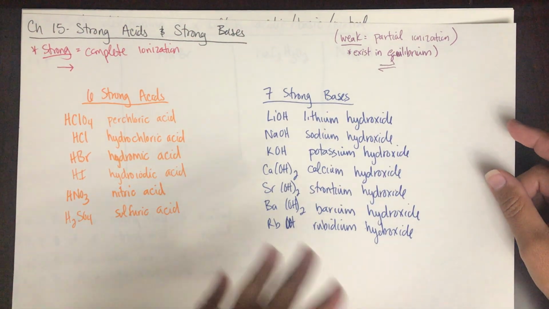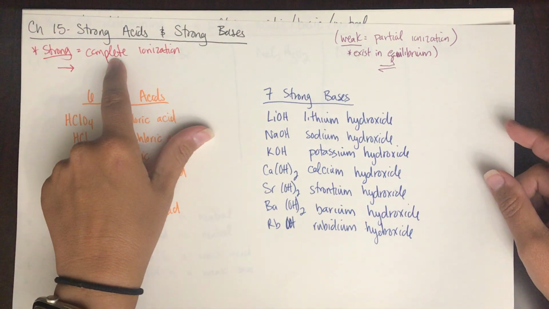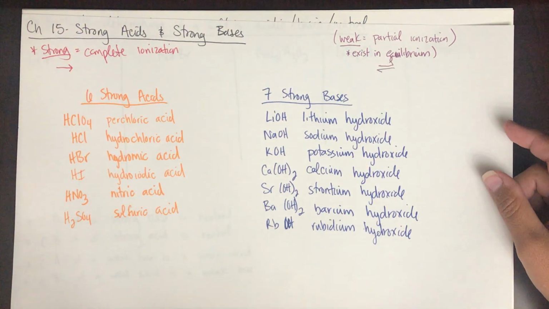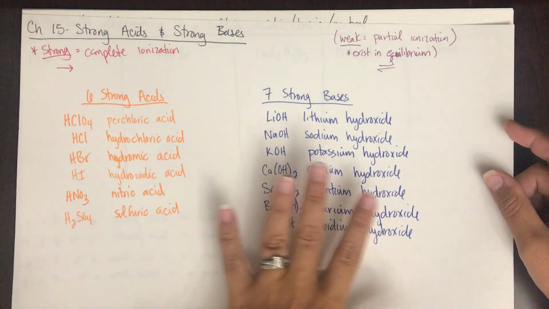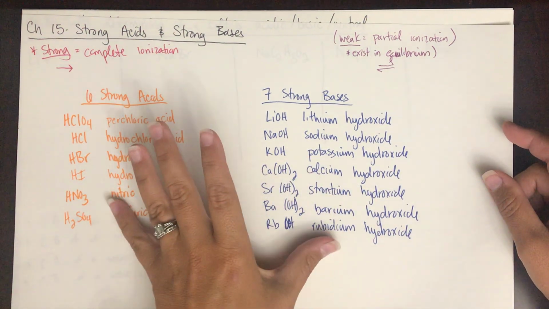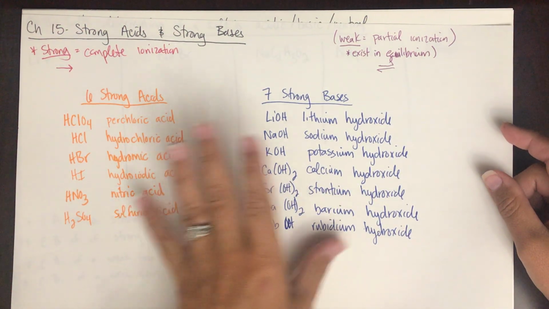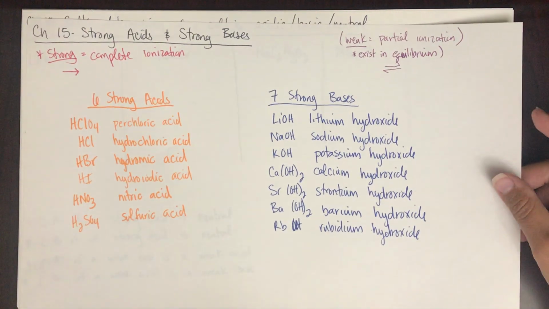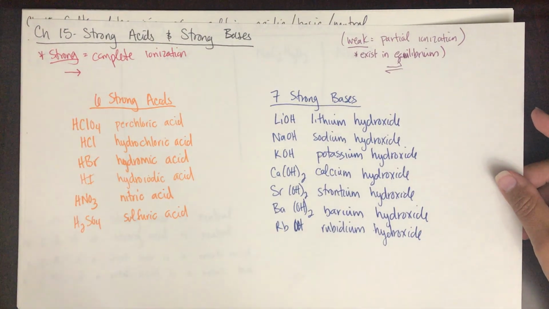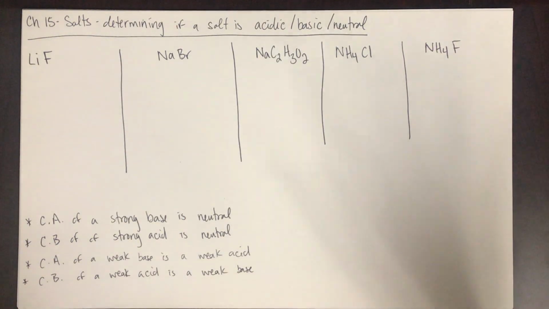Remember what strong and weak mean. Strong means complete ionization. Weak means partial ionization. These strong acids and bases, their conjugates are going to be neutral. Weak acids and bases, their conjugates are going to be the opposite. So the conjugate of a weak acid would be a weak base. So we're going to use all these examples to illustrate all of this.